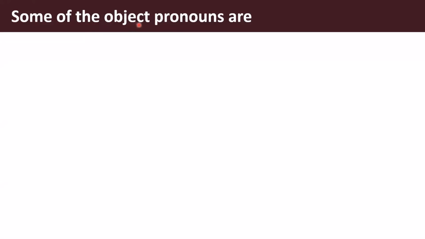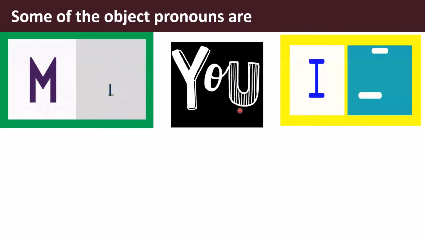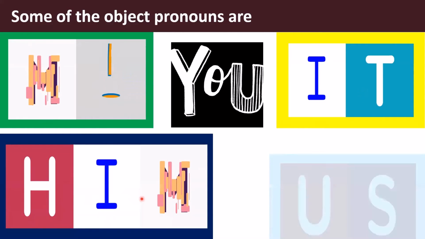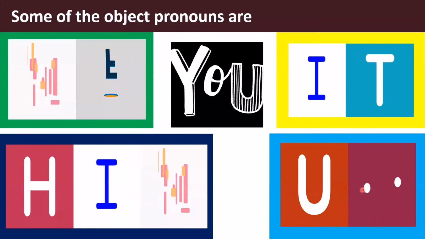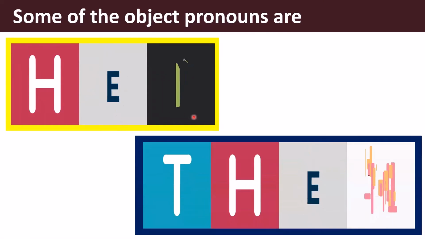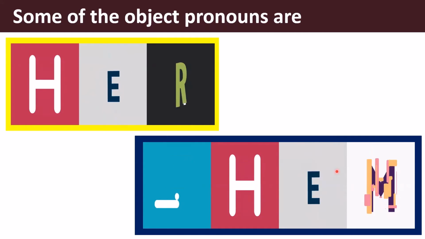Some of the object pronouns are me, you, it, him, us, her, them. So children, these are some of the object pronouns. Let us see some examples.